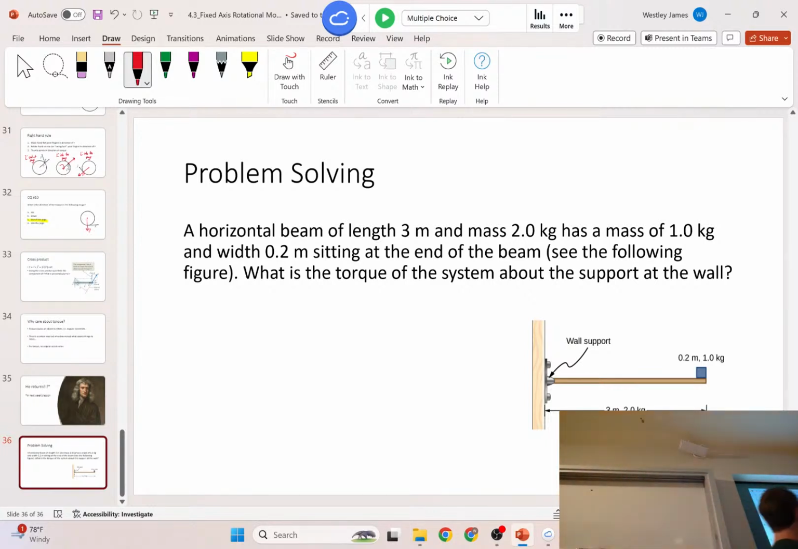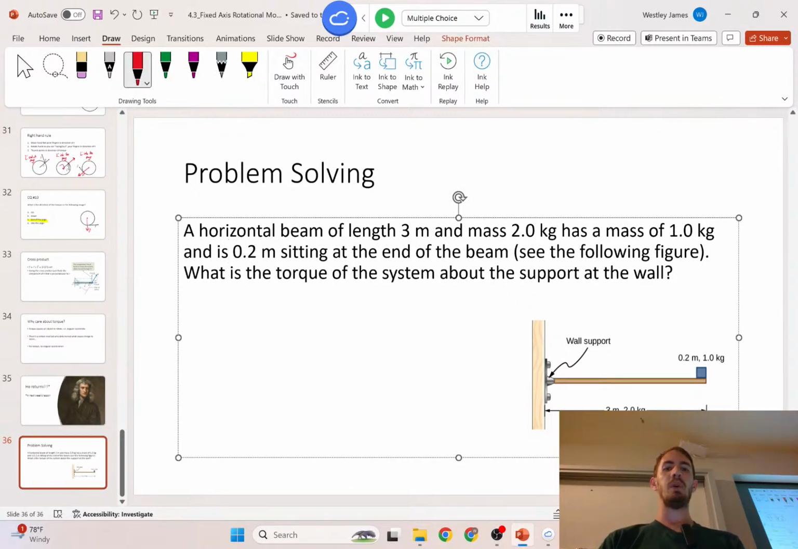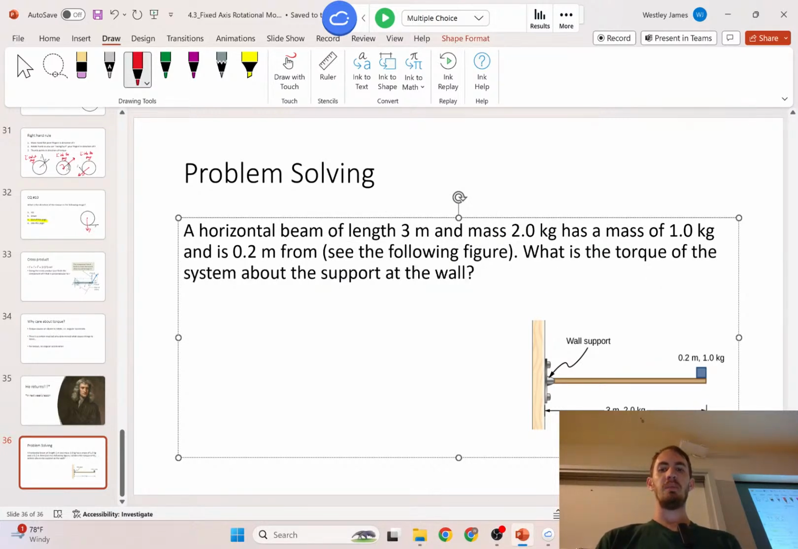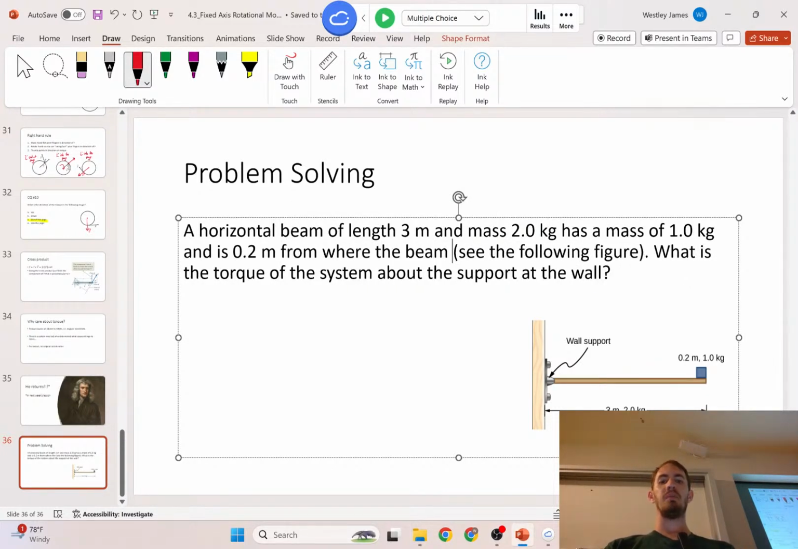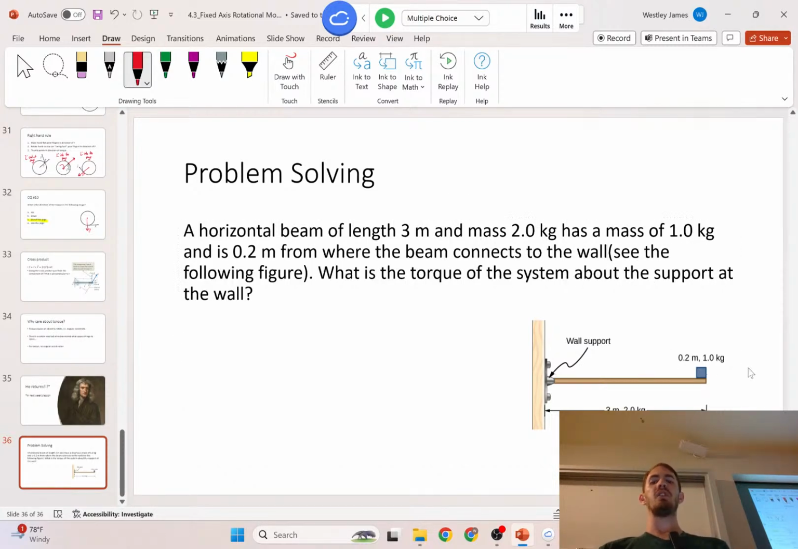Okay, a horizontal beam of length 3 meters and mass 2 kilograms has a block standing at its end that has a mass of 1 kilogram and a width of 0.2 meters. That's a weird way of putting that. The block has a mass of 1 kilogram and is 0.2 meters from where the beam connects to the wall. The wording there was weird, but the picture has the right idea.